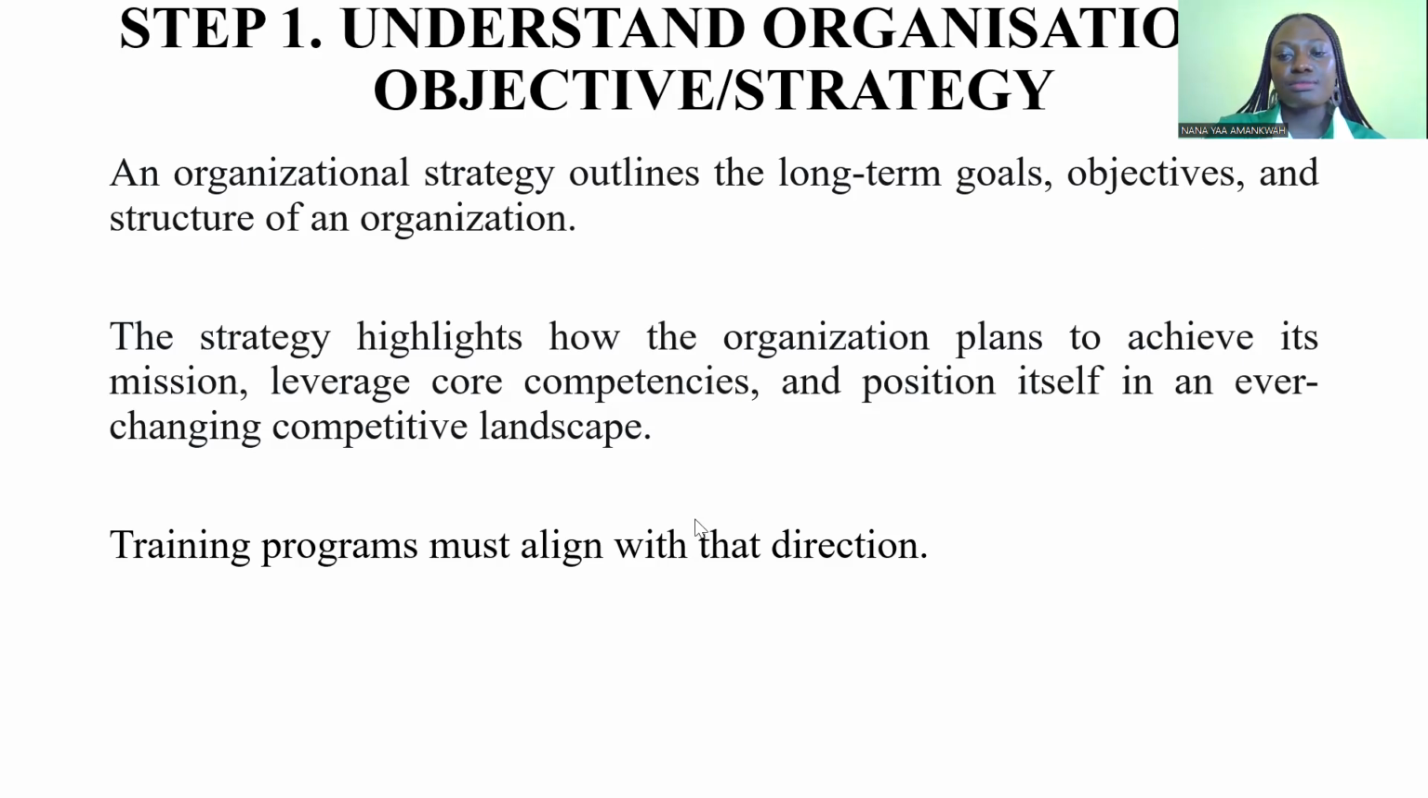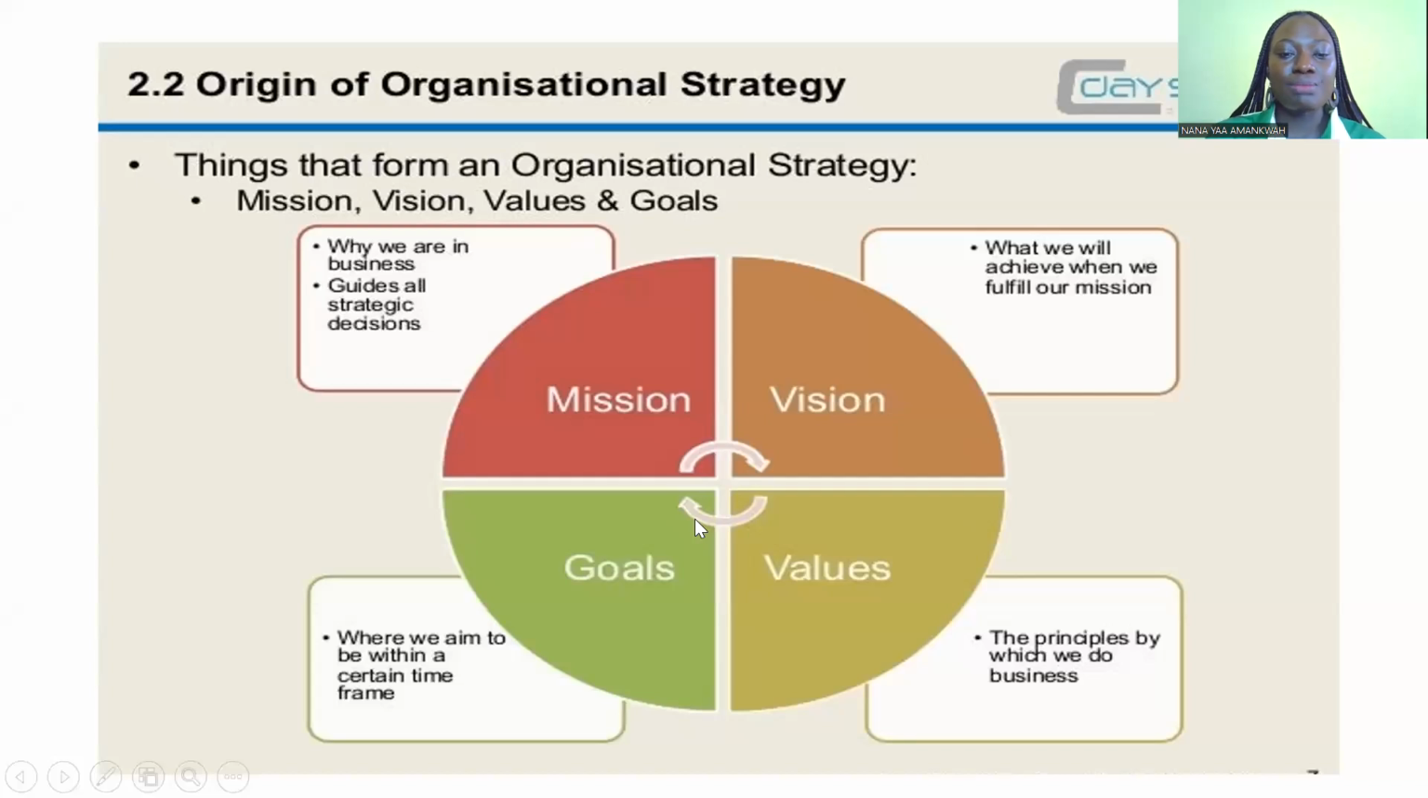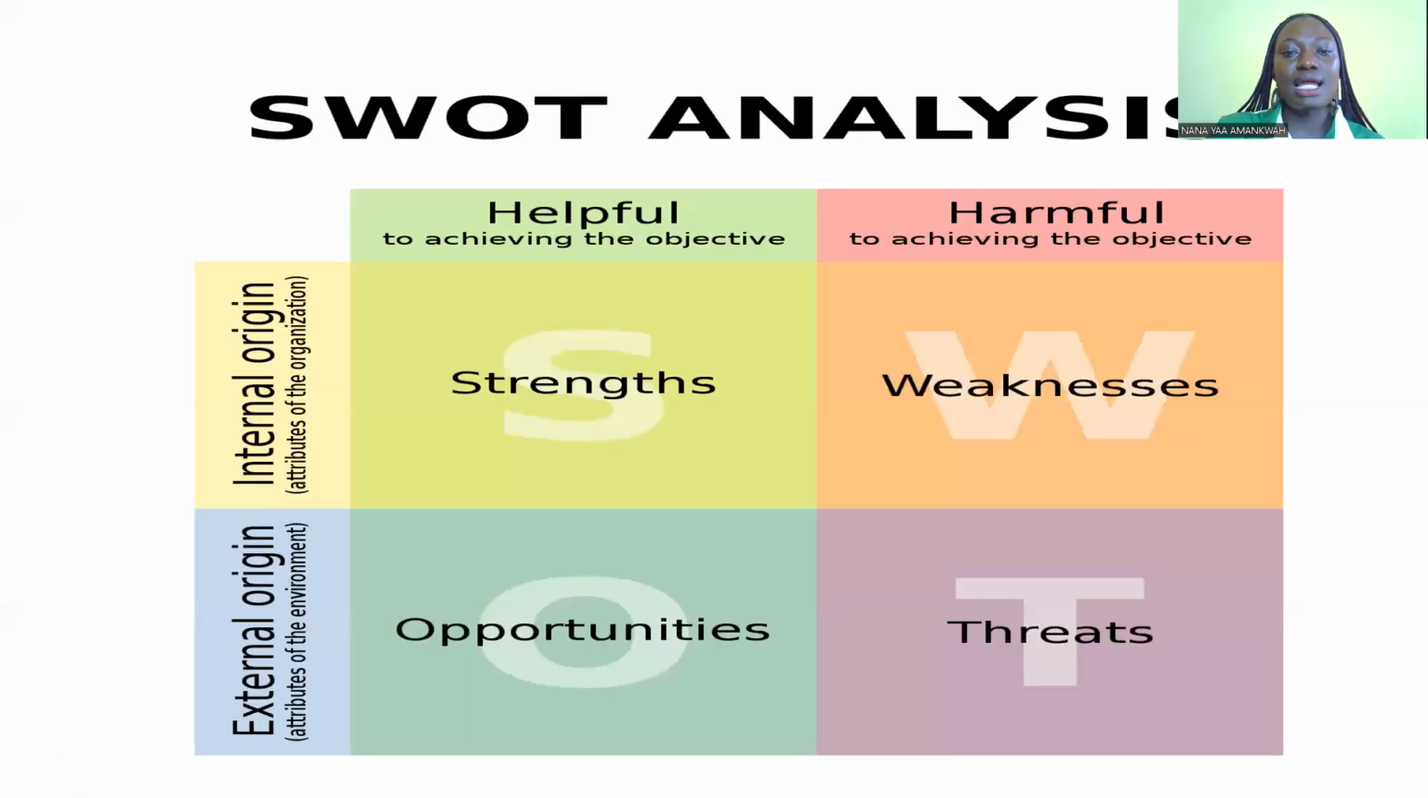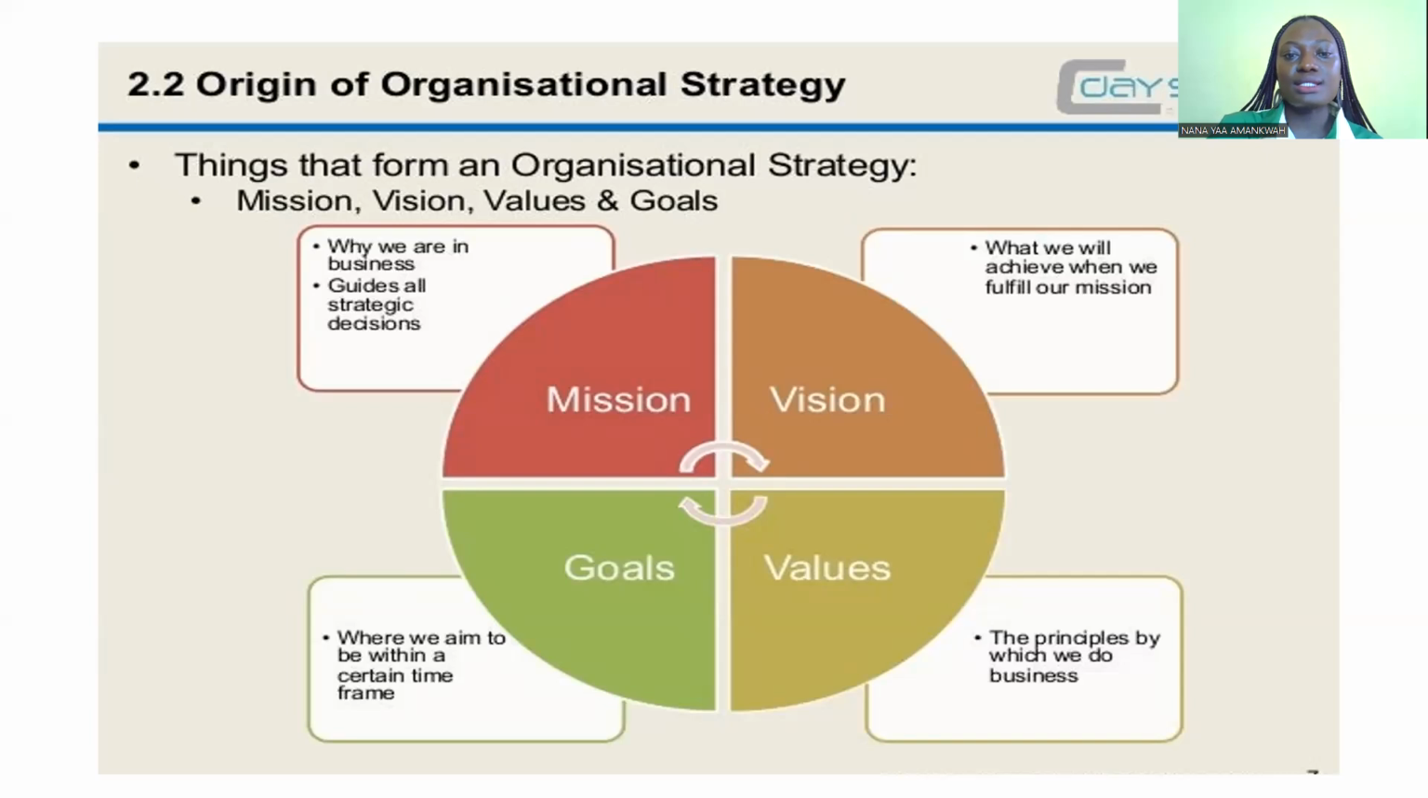Every strategy is fed by these things. There are about 6 major things that feed into the strategy of the organization: the mission, the vision, goals, values, and then SWOT analysis and choices, we can say. So we want to look at these few, starting with the mission and the vision.